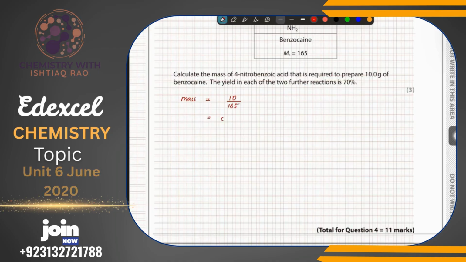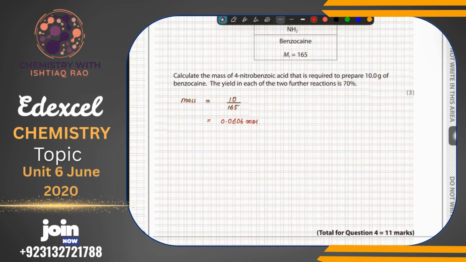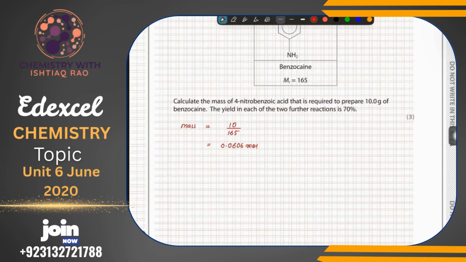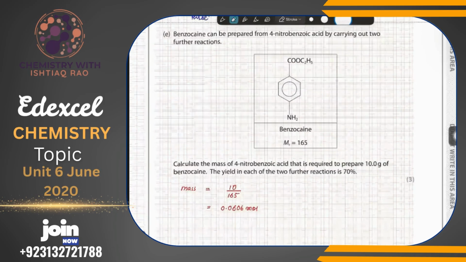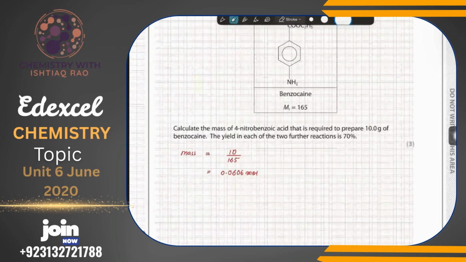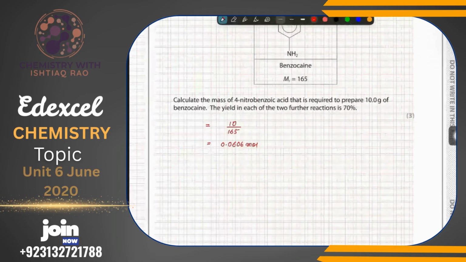Now, what was it formed from? It was formed from 4-nitrobenzoic acid. That's the mole. Then you know that there are two further reactions and the yield in each of them was 70%. So 70% of something is 0.0606.